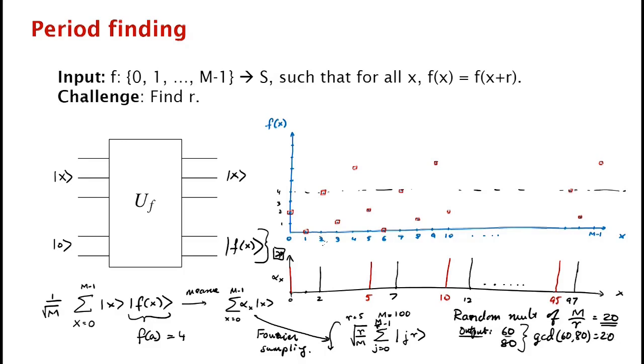And now how do you figure out R? Well, you just take 100 divided by M over R, and you get back 5, which is R. Okay, so that's the outline of how we solve period finding. Okay, but how do we actually implement it?